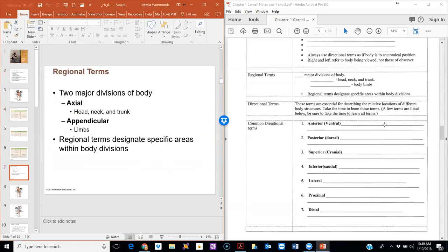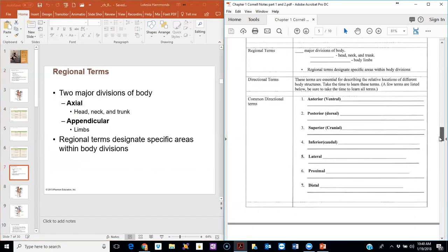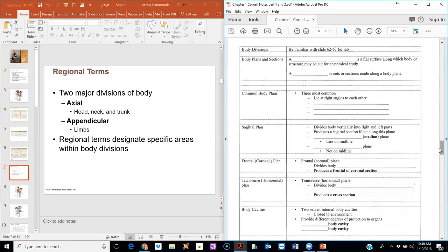All right, and then this goes back to the regional terms. My apologies. I knew what it was, I just didn't know where I had my slide. All right, moving on in the notes.